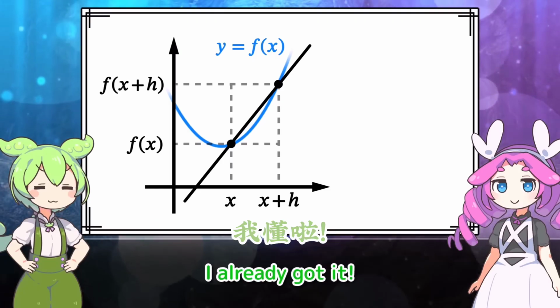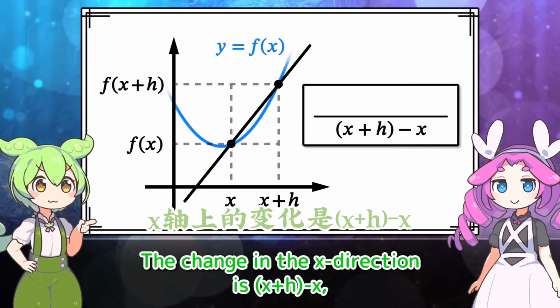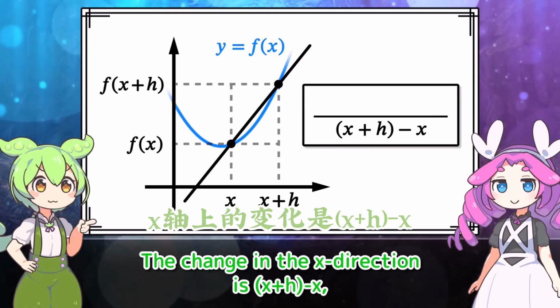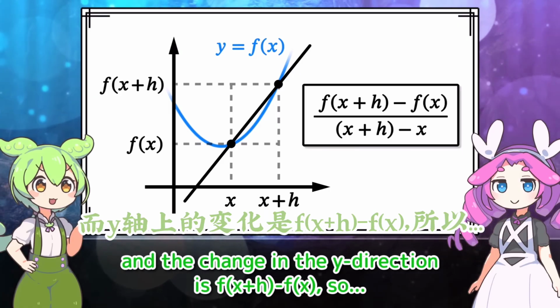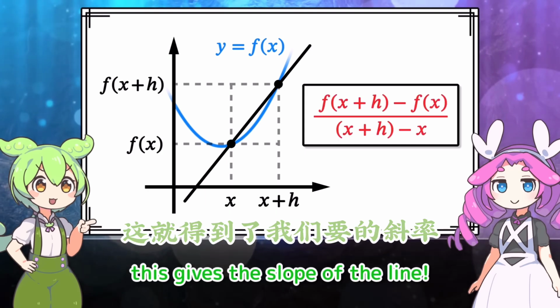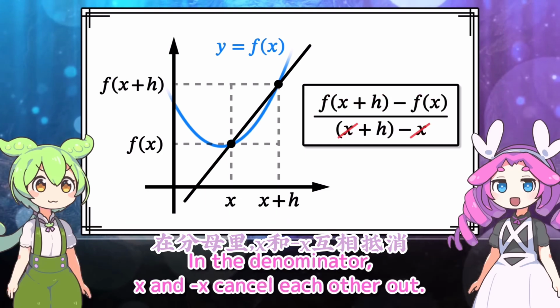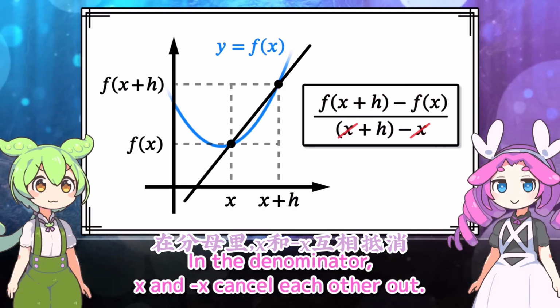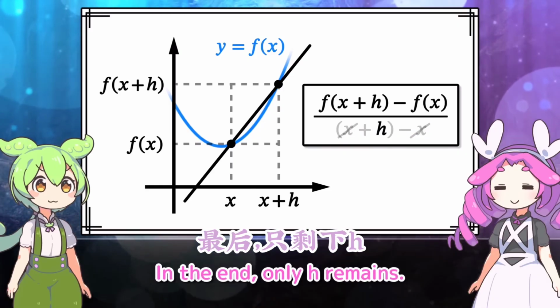I already got it! The change in the x direction is x plus h minus x. And the change in the y direction is f of x plus h minus f of x. So, this gives the slope of the line. Well done! In the denominator, x and minus x cancel each other out. In the end, only h remains.